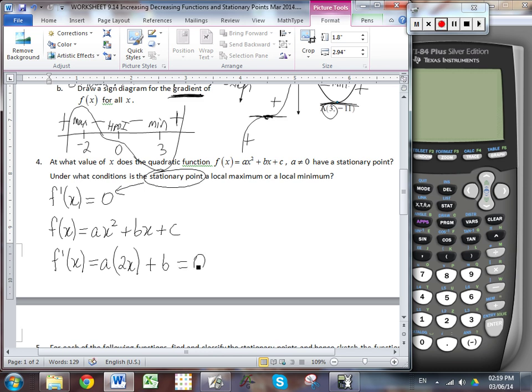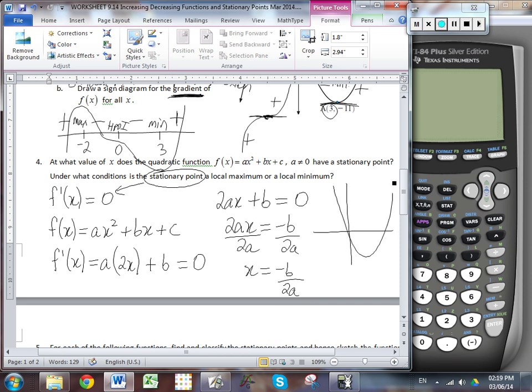And I know that this thing is equal to 0 at the stationary point. It says at what value of x? So let's multiply this out. We've got a times 2 times x, or 2ax plus b is equal to 0. Let's isolate x. So 2ax equals negative b, and then I can divide both sides by 2a, and I find that x equals negative b over 2a. If that looks a little bit familiar to you, I hope it is, because imagine that this is your axis of symmetry in a quadratic, right? If you've got a quadratic function, your axis of symmetry, we remember, is x equals negative b over 2a. And of course, your axis of symmetry goes right through the value of x on your parabola which is stationary, because you've got a horizontal tangent point.